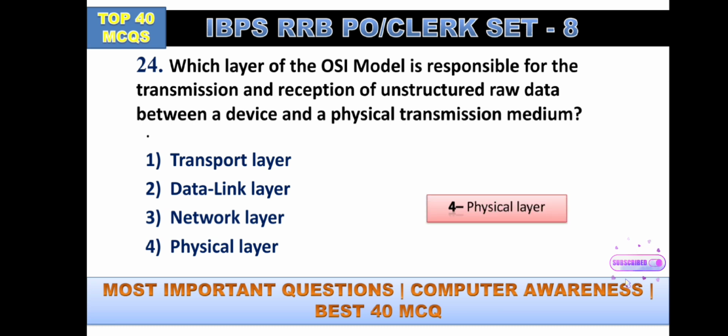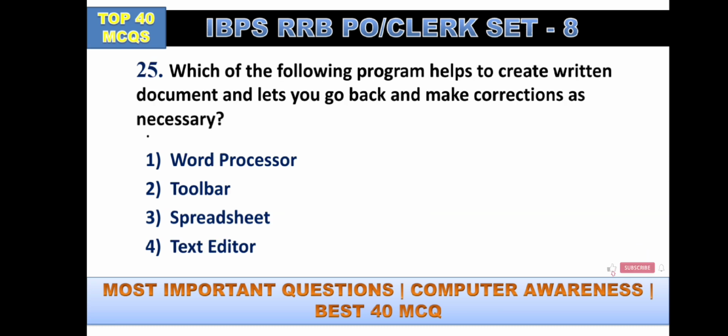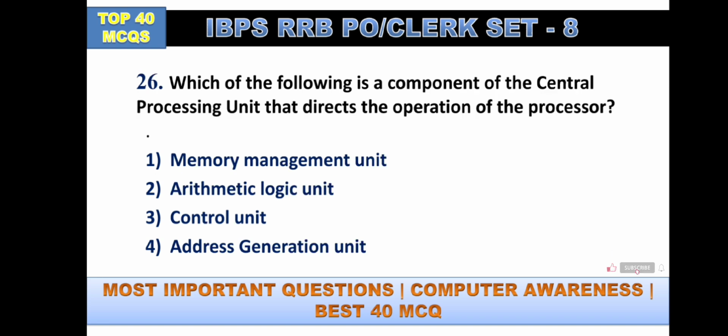Okay, physical layer. 25: which of the following programs helps to create a written document and lets you go back and make corrections as necessary? So it is done in a word processor. Okay, option number 1. Question number 26: which of the following is a component of the central processing unit that directs the operation of the processor? So it is done by the control unit.